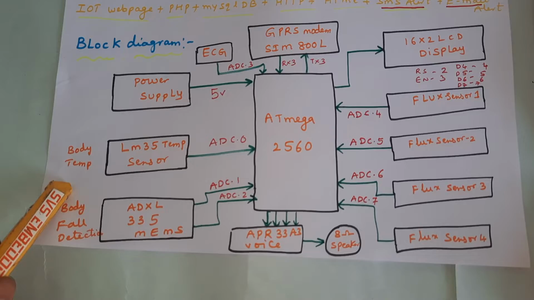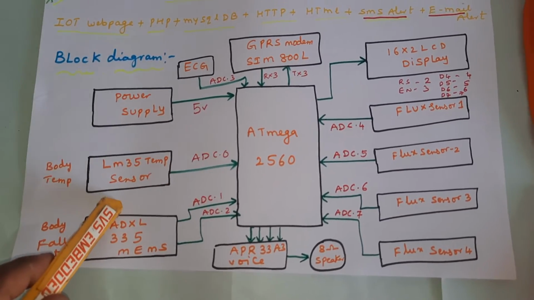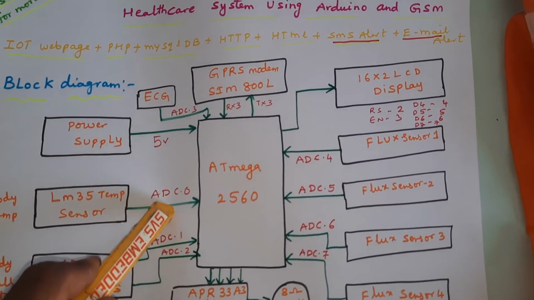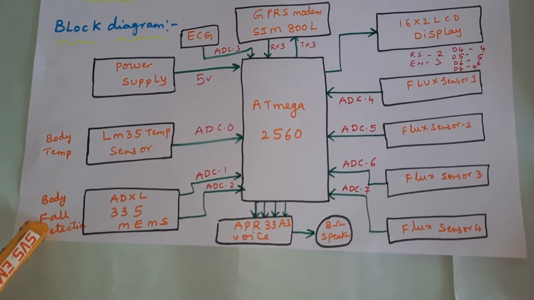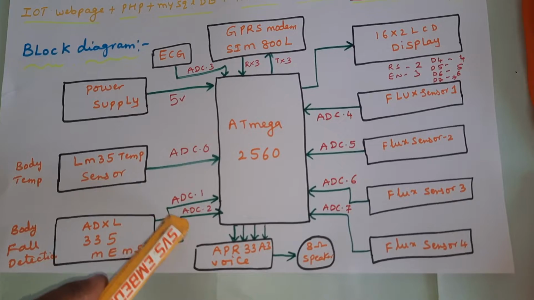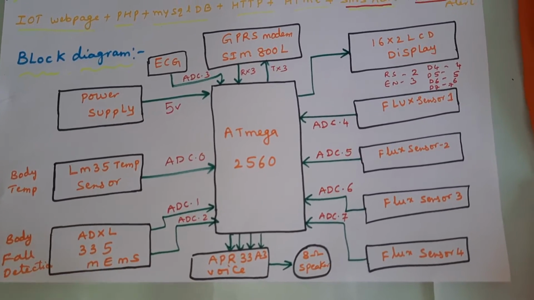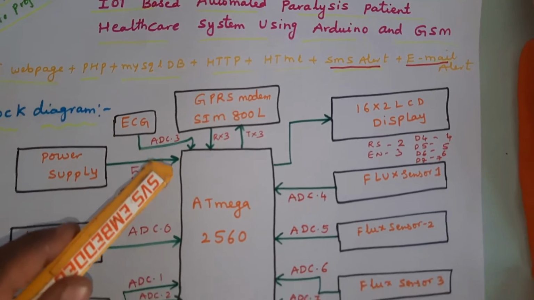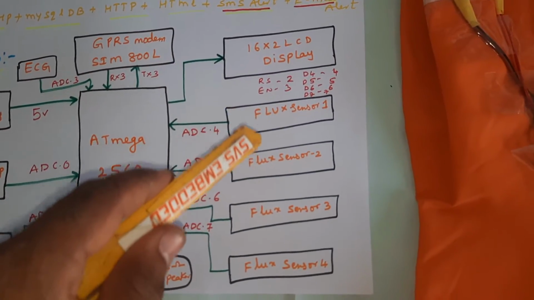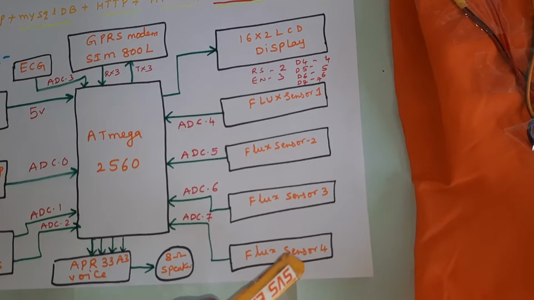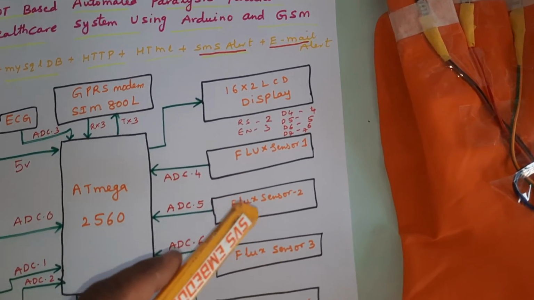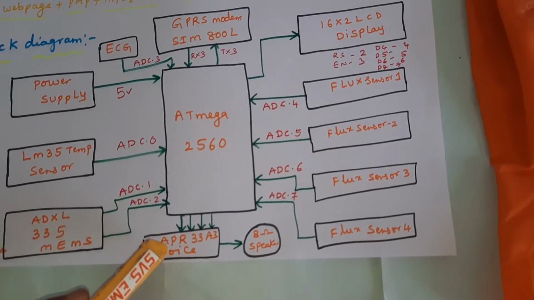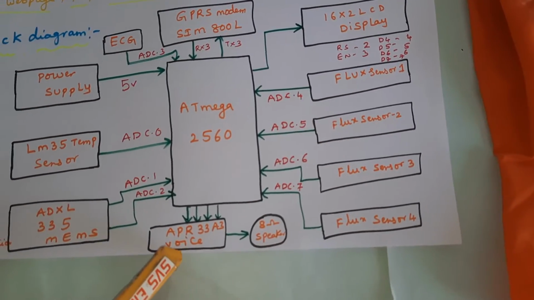LM35 temperature sensor, a precision body temperature sensor from minus 55 degrees centigrade to 150 degrees, is connected to ADC 0. Body fault detection, the ADXL 335 MEMS accelerometer sensor, is connected to ADC 1 and ADC 2, and the ECG sensor is connected to ADC 3. Flux sensors 1, 2, 3, and 4, which are 2.4 inch flux sensors, are connected to ADC 4, 5, 6, 7. And if a flux sensor is bent, the voice should be output.